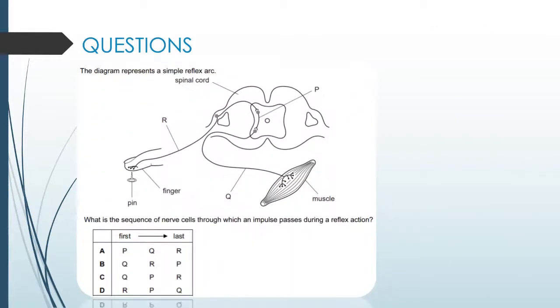There are a few questions based on this particular topic. Here you can see the question. The diagram represents a simple reflex arc. What is the sequence of nerve cells through which an impulse passes during a reflex action? I request all of you to pause this video and go through it. And the answer is D. Why is the answer D? That's because the reflex action is going to first pass through R, which is the sensory neuron, then it is going to go into P, which is the relay neuron, and then it is going to come into Q, that is your motor neuron.